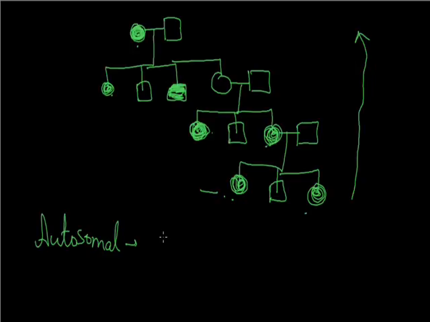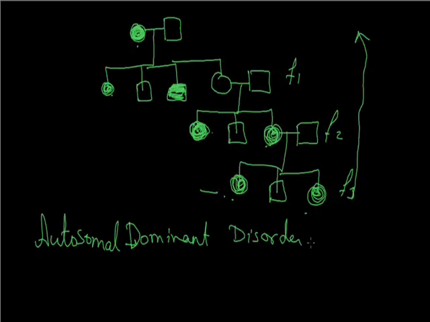Now talking about dominant or recessive. The F1 generation is affected, F2 generation is affected, and F3 generation is also affected. Now this is the autosomal dominant disorder. By reading these rules, this is how you can practice more and more questions to learn pedigree analysis, because it will be better if you practice more and more. Thank you.